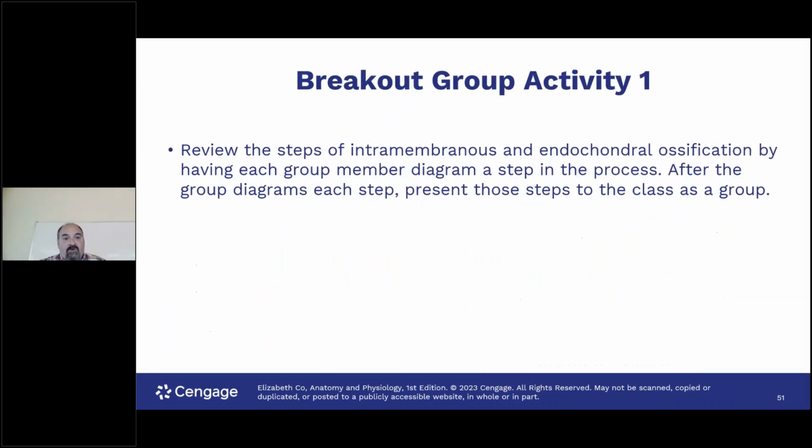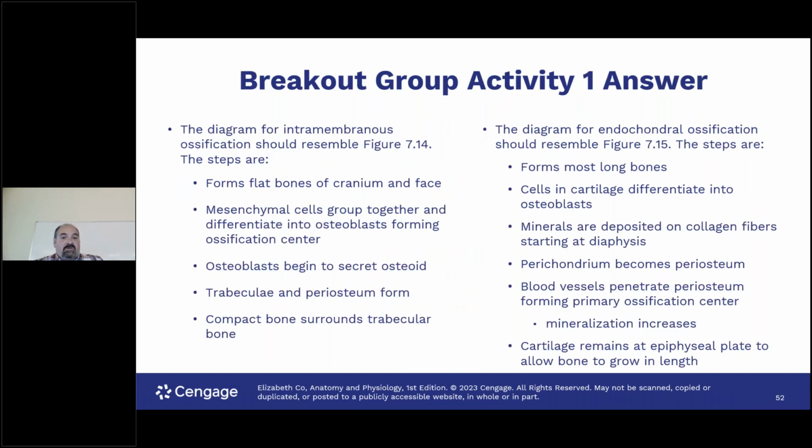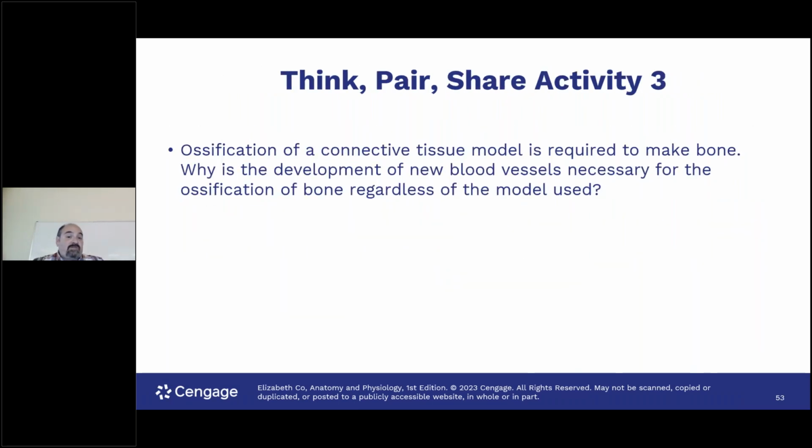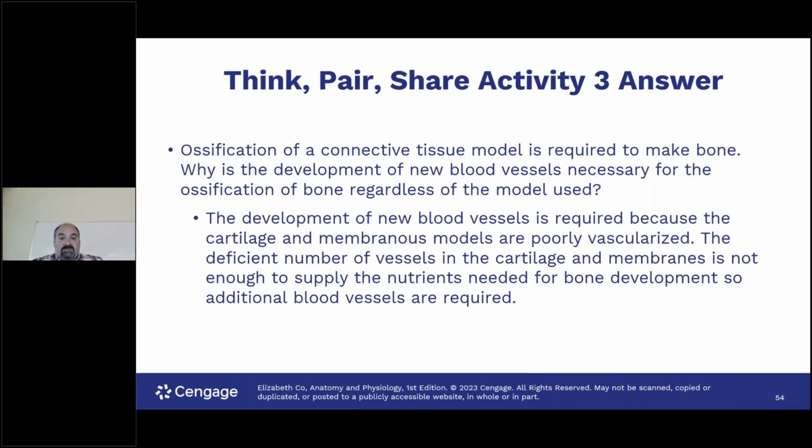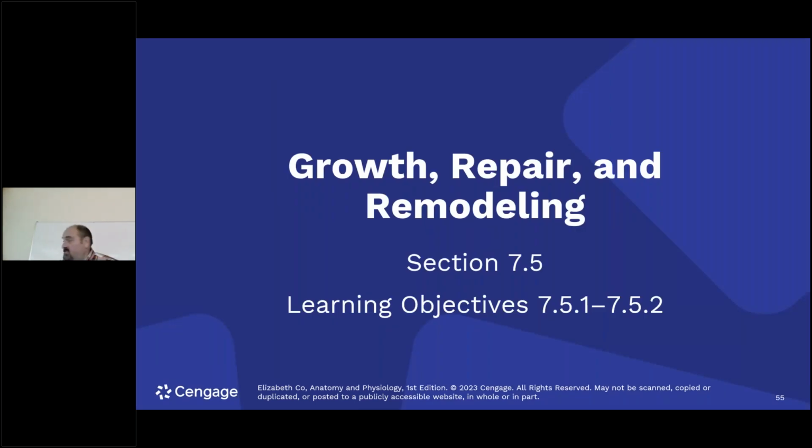So again, folks, just a reminder, you need to read the breakout sections. You need to read the think, pair, and share activities. And they give you the answers, folks, in it.